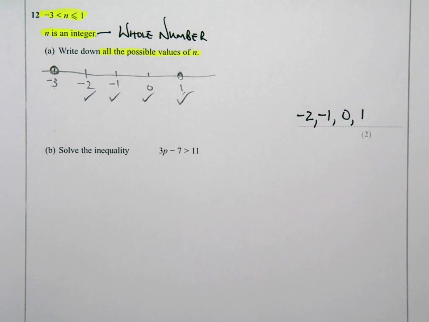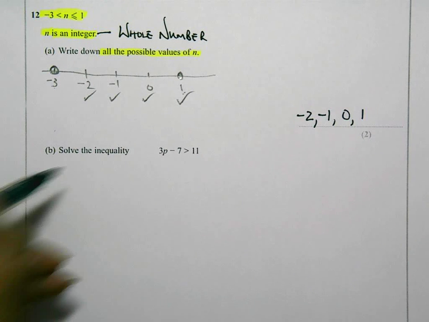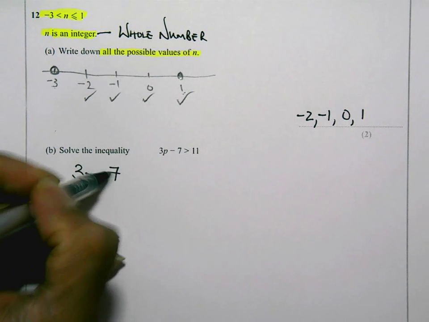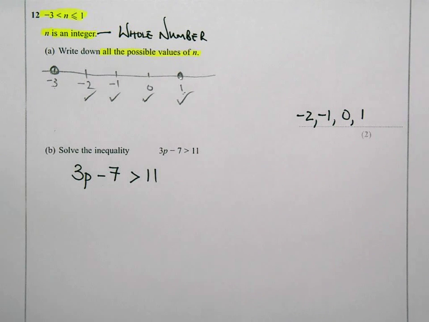Part B says solve the inequality. Now, when I've done previous questions similar to this, I said ignore that sign. Just put it in there, but treat it as you normally would if it was an equal sign. Just leave it in there as you work through the question. So I'm going to do exactly that.